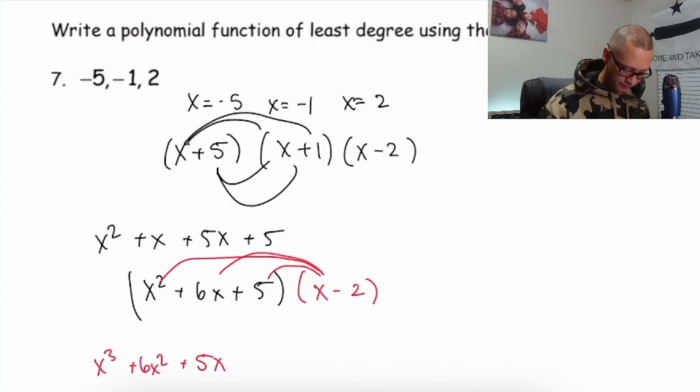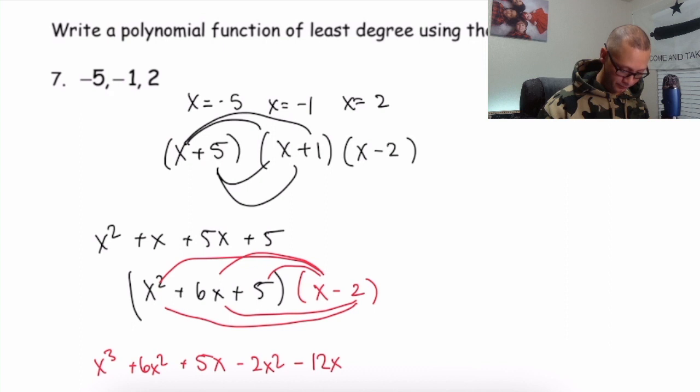Okay, this is going to be negative 2x squared, negative 12x, minus 10. Combining like terms, we're going to get x cubed plus 4x squared minus 7x minus 10.